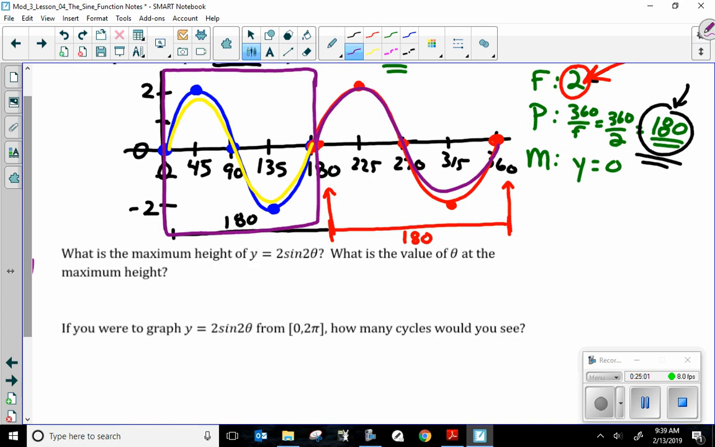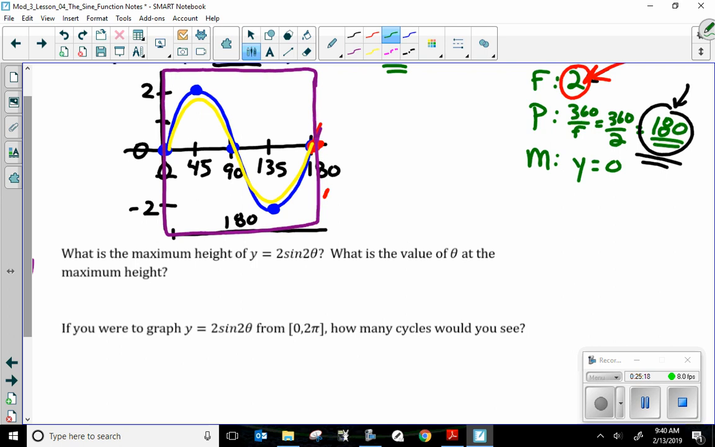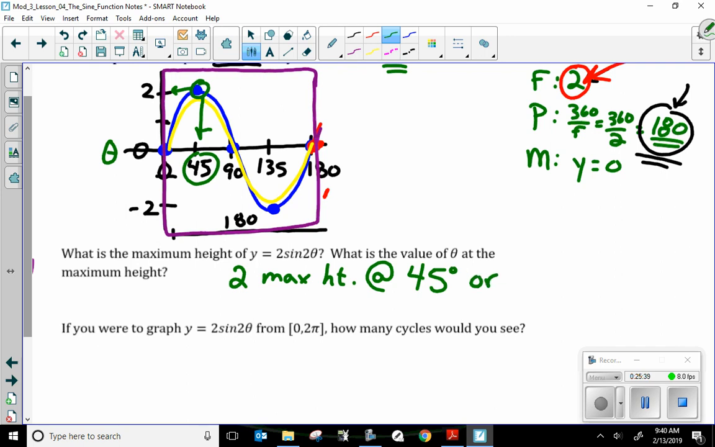What is the maximum height of 2 sine of 2 theta? And what is the value of theta at the maximum height? Okay, so for our purposes, we're graphing one cycle of this. What's the maximum height? The maximum height is 2. What's the value of theta? What is my angle when it hits the highest? 45 degrees. Or if you want that in radians, that ends up being pi over 4.